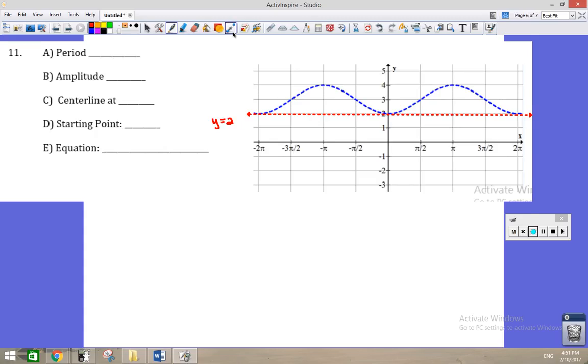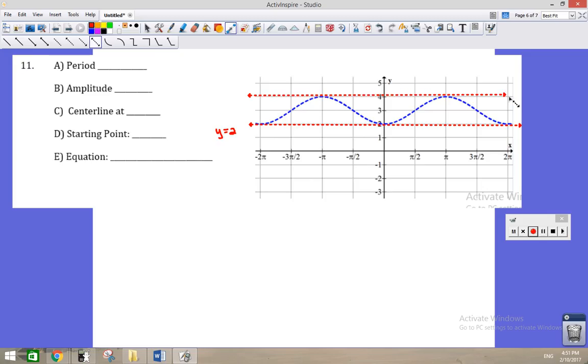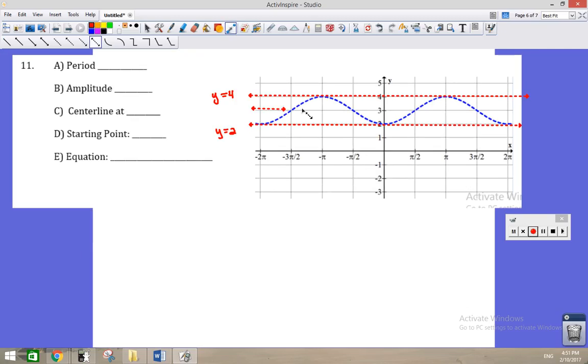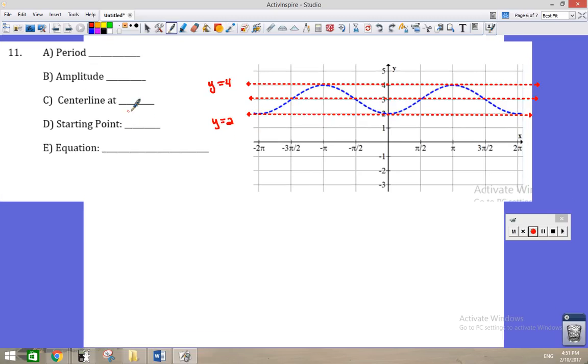My maximum value up here is at y equals 4. And if you average this, 4 plus 2 is 6, and half of 6 is 3. So I know the center line is right here at y equals 3, and I can see by the symmetry that that makes sense. So my center line is y equals 3. Now, my max and min are 1 unit away from this center line, 1 unit up and 1 unit down, so I know the amplitude is 1.